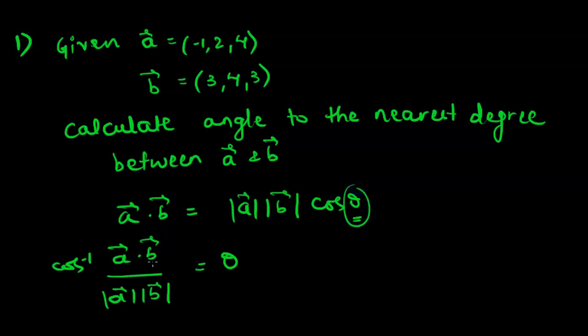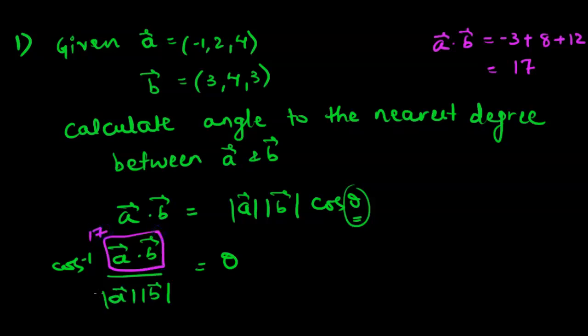So let's first find A dot B. We know A dot B is very easy. All we have to do is just multiply x with x, y with y, z with z. So -1 times 3 is -3, plus 2 times 4 is 8, plus 4 times 3 is 12, and we are left with 17. So we know A dot B is now 17.